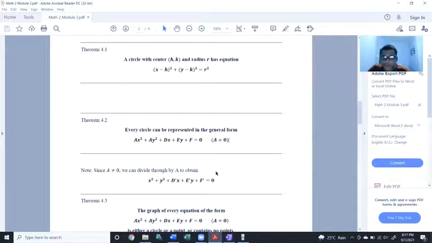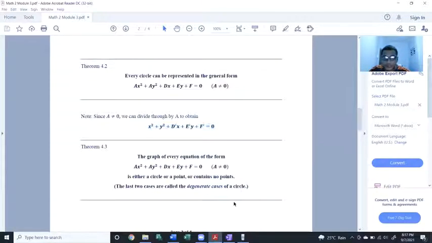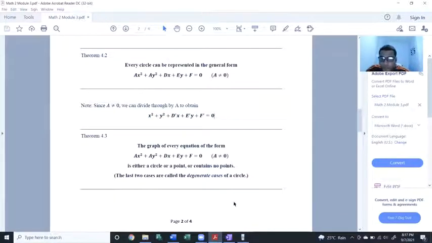Okay. This is a very important modification of the general form equation because later we will discuss the conditions to determine a circle, and we will use this equation. Next, our theorem 4.3. The graph of every equation of the general form is either a circle or a point or contains no points. The last two cases are called the degenerate cases of a circle, just as I discussed previously.